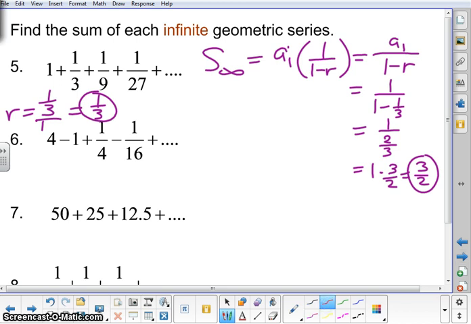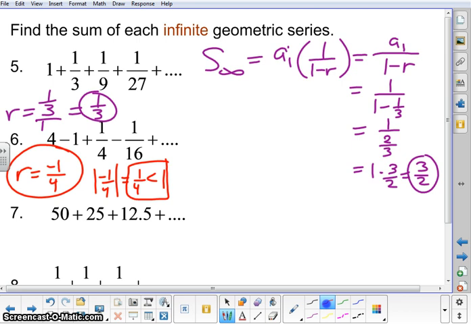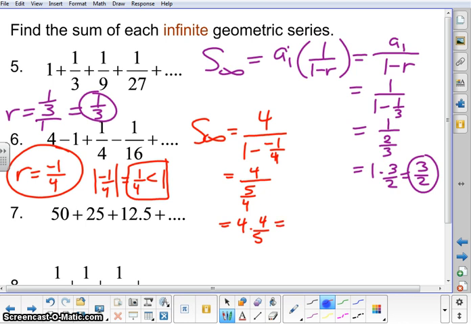Okay, on the next one, if we find the common ratio, it's -1/4. And that does pass the test because the absolute value is 1/4, which is less than 1. So we know that that's going to work. Common ratio is -1/4, so let's use that in our formula. The first term in this sequence is 4, over 1 minus -1/4. Now, two negatives are going to make a positive, so we have 4 over 5/4. And if we multiply 4 times the reciprocal, we're going to get 16/5. So that would be the sum of that infinite geometric series.